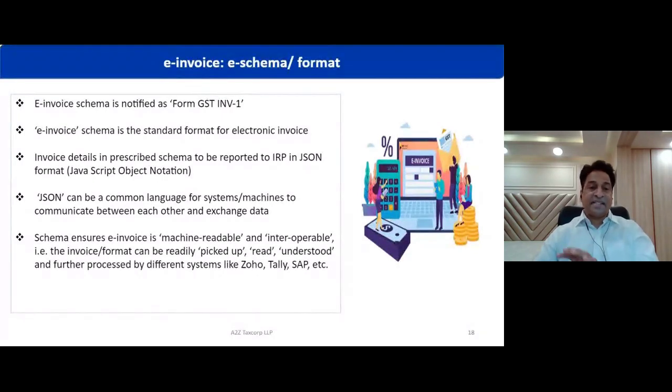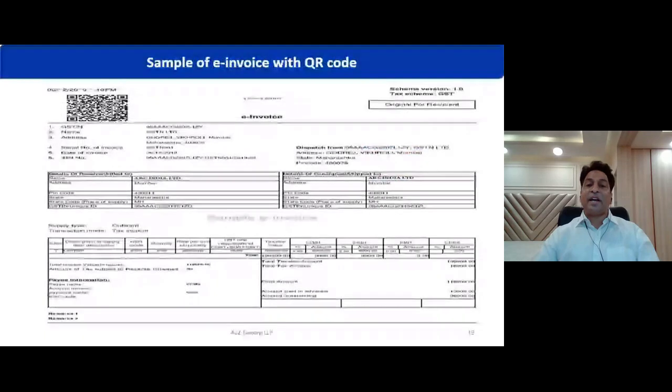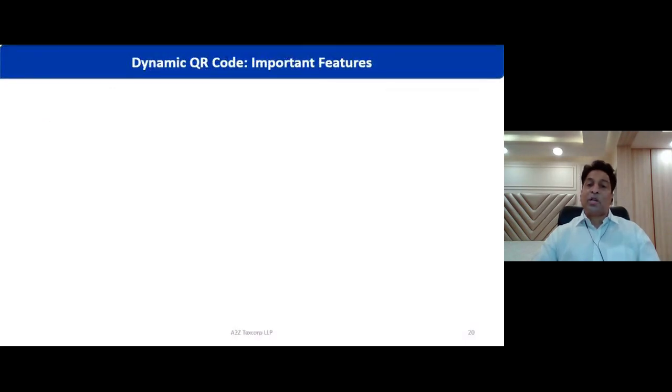Now, this looks like a sample e-invoice with a QR code, which you can see in the sample e-invoice. This sample e-invoice has the specified particulars as per the schema, which is being issued, and the revised schema is being issued by notification number 60/2020.